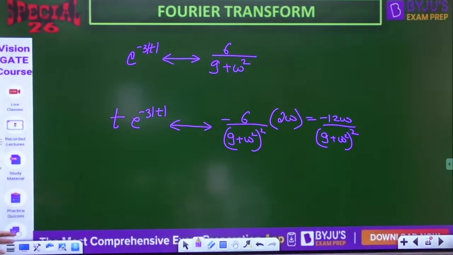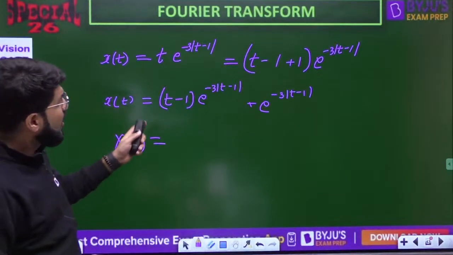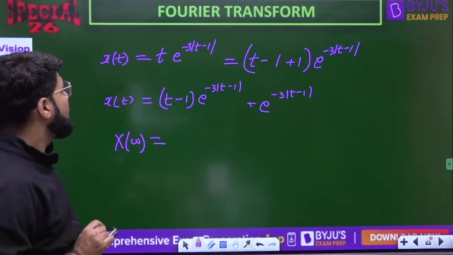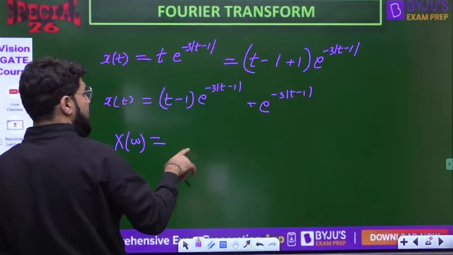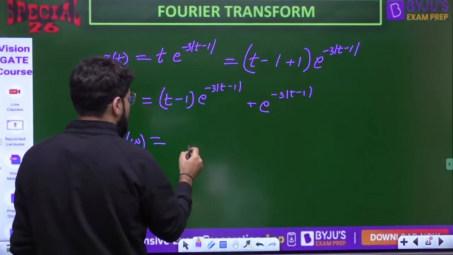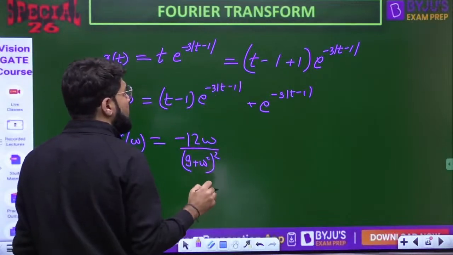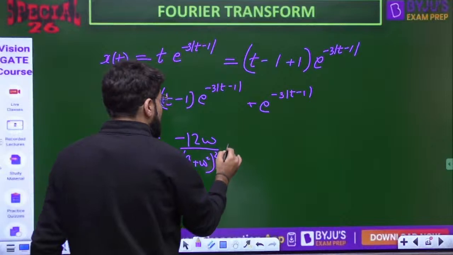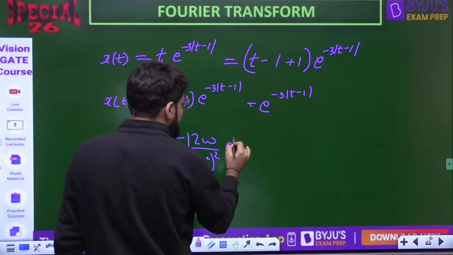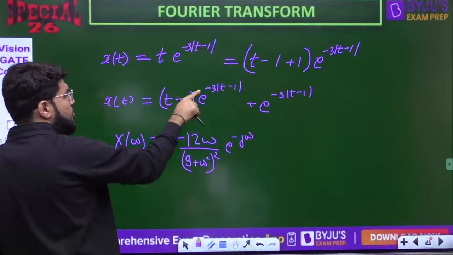Now next, I will apply the time shifting. So I'll write down the answer here. Directly applying time shifting, we write on. So the first one is minus 12 omega upon (9 plus omega square) whole square. This is for t e power minus 3 mod t. But now for t minus 1, the exponential term will be multiplied by e power minus j omega, because time shifting is only t minus 1.